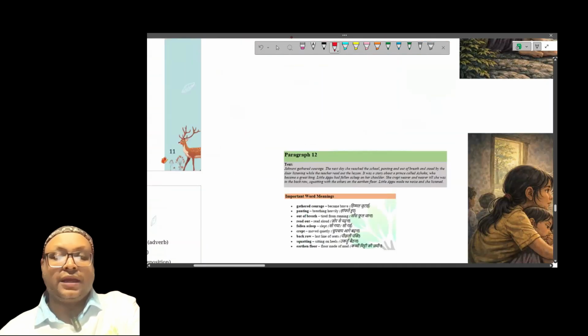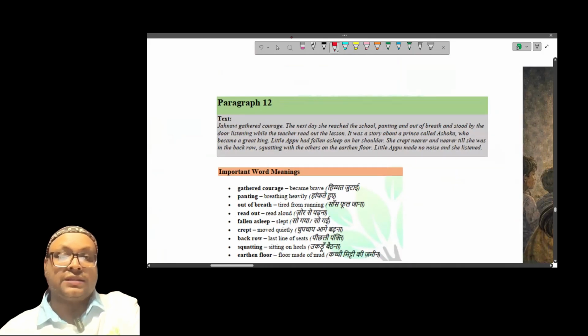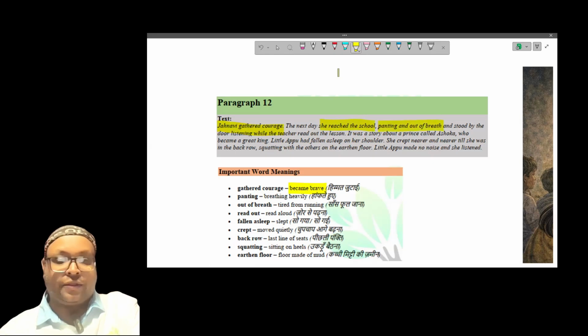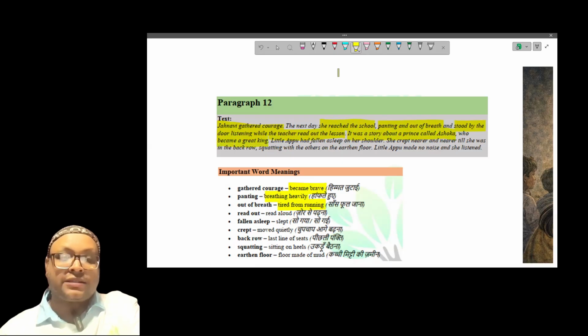Let's get to para 12. What happens in para 12? Jahnavi at last decided. Jahnavi gathered courage. What is gathered courage? Became brave. The next day, she reached school panting and out of breath. What is panting? Breathing heavily. Out of breath means tired from running. And she stood by the door listening while the teacher read out the lesson. It was the story about a prince called Ashoka who became a great king.